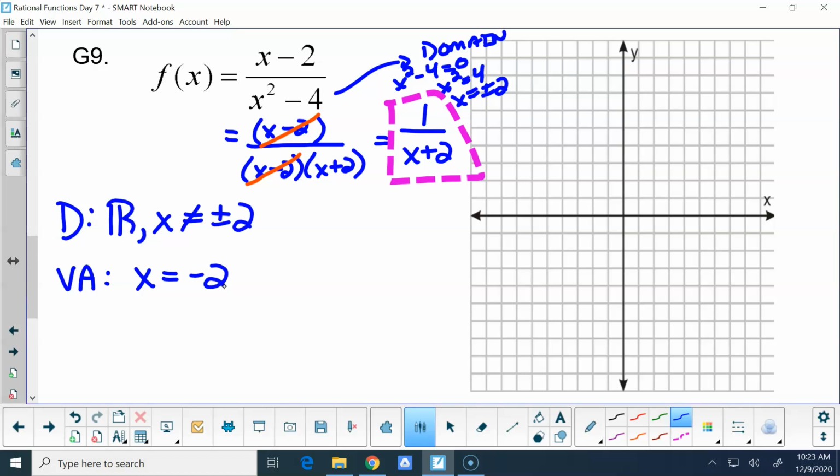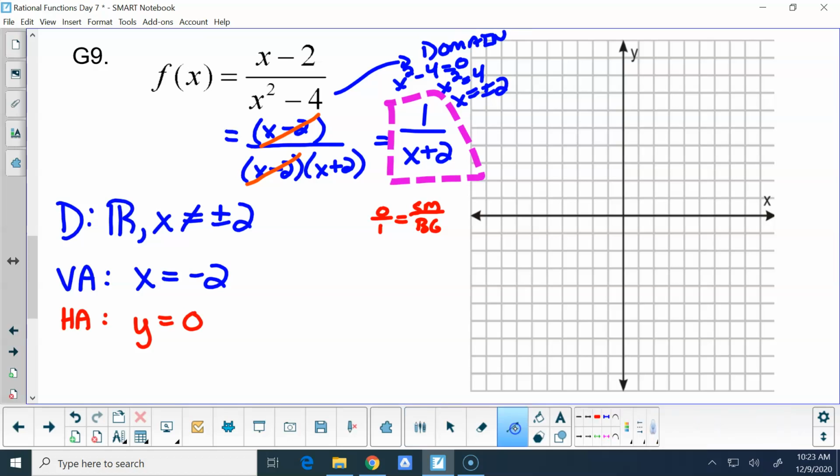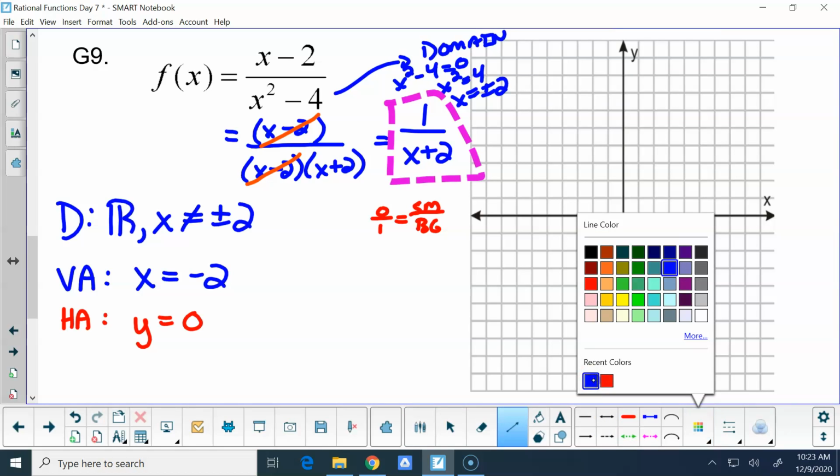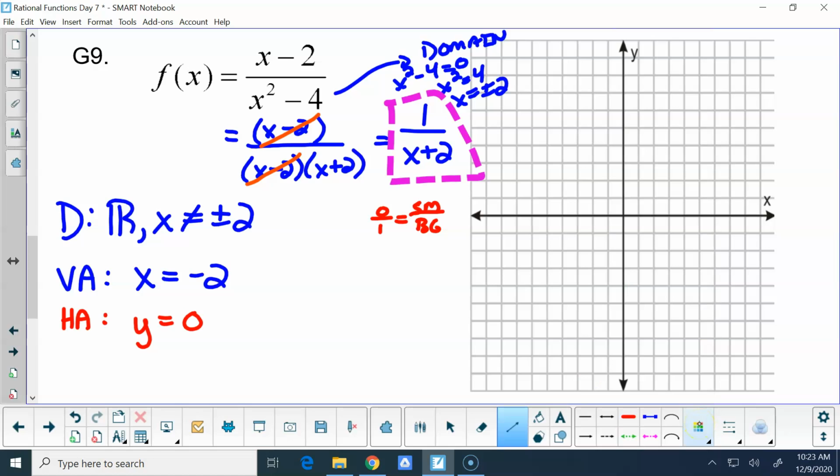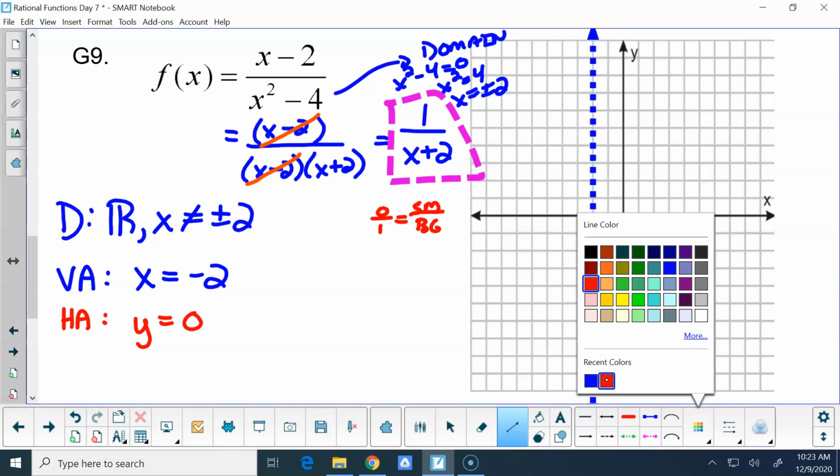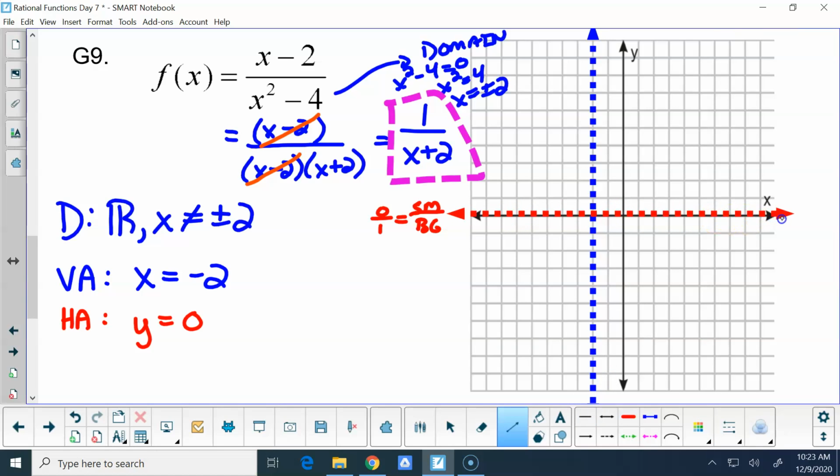Okay. My horizontal asymptote: I got 0 on the top, I got 1 on the bottom. That's a small over big, so that's going to be y equals 0. Put those on there. What did I say? -2. And use our hole.